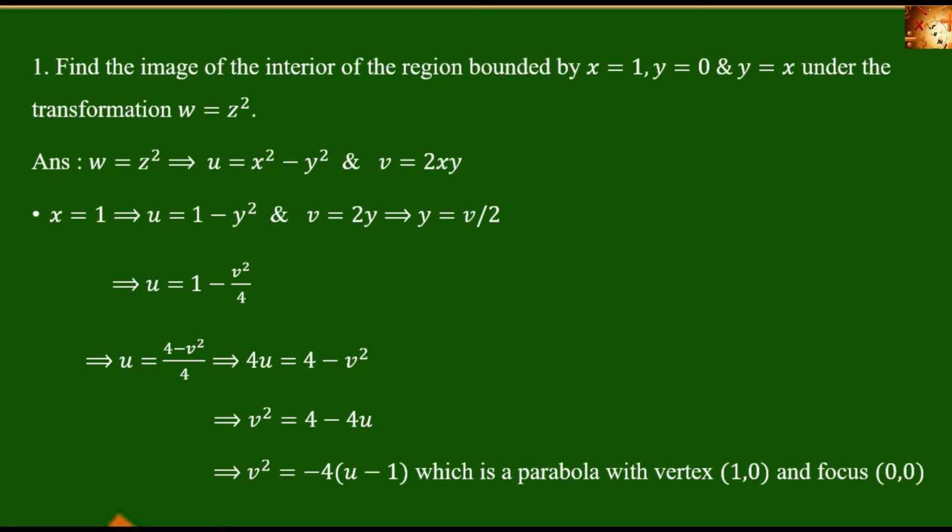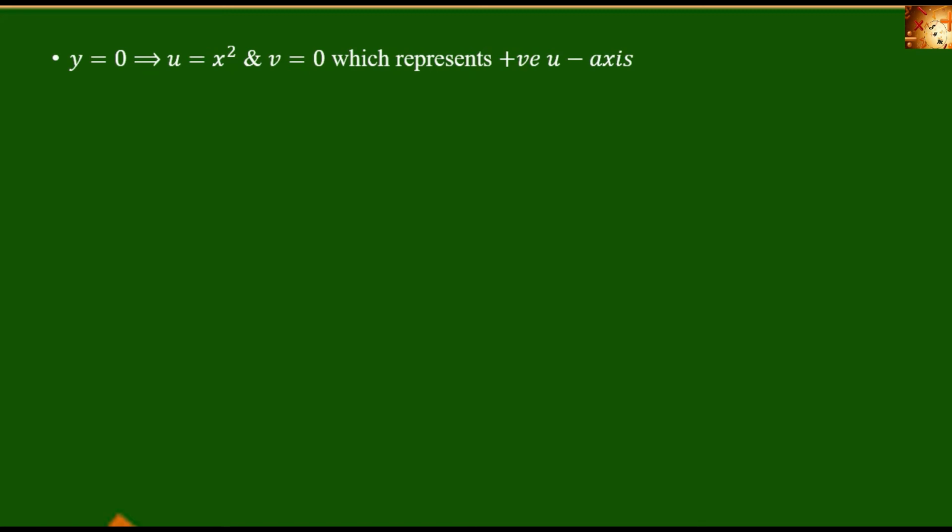Similarly, what is the image of y equal to 0? When y equal to 0, u equal to x square and v equal to 0. v equal to 0 means the complete u axis. Here u equal to x square. x square is always positive, so u is mapped on the positive u axis. So the image lies on the positive u axis. So y equal to 0 maps onto the positive u axis.